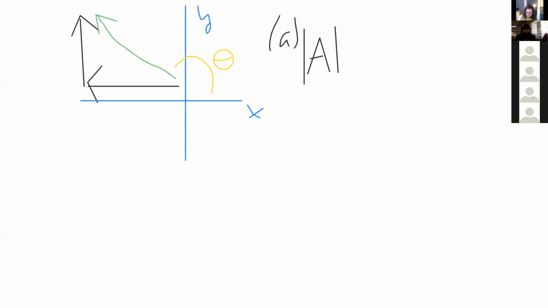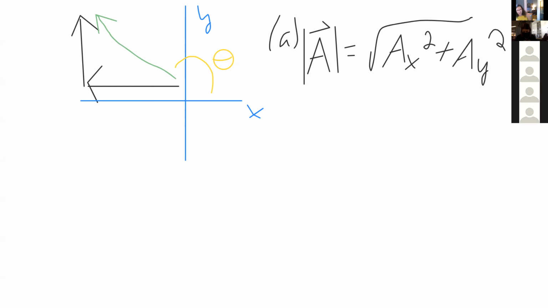The magnitude of A, sometimes you'll see A with a little arrow on top, is equal to the square root of the x component squared plus the y component squared. This notation might be a little new to you, but the operation of adding things in quadrature, I'm sure you've done at some point in one of your math classes.